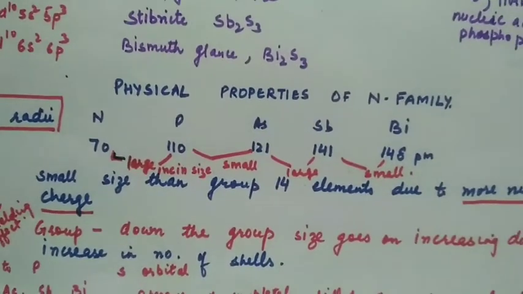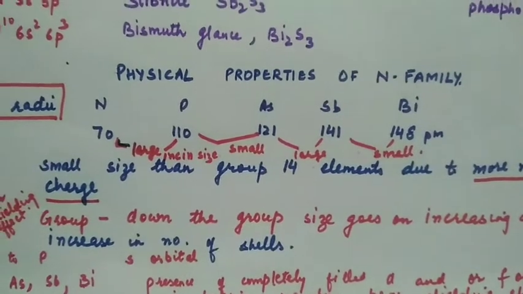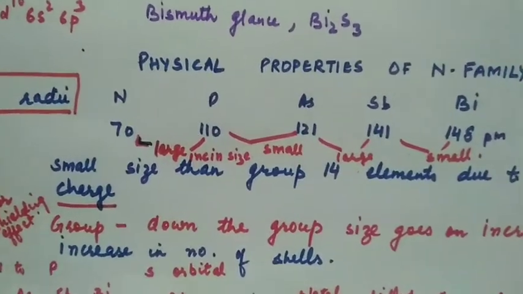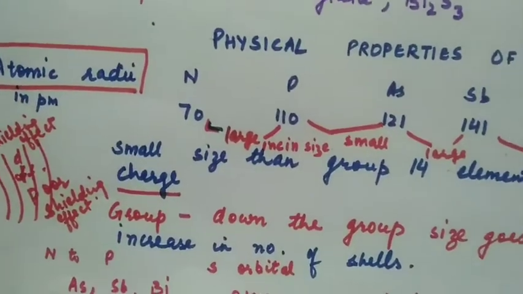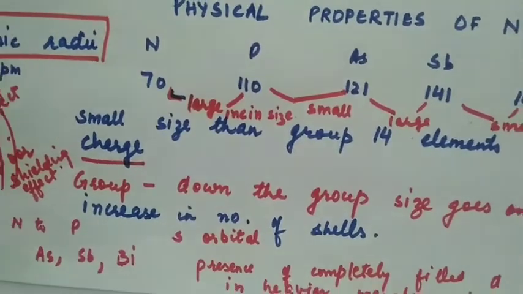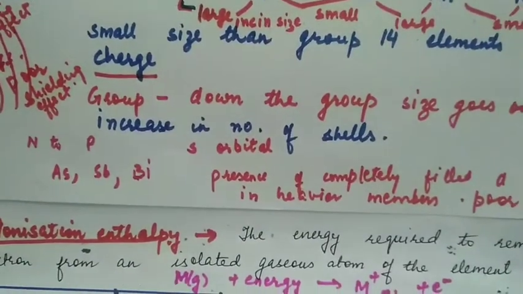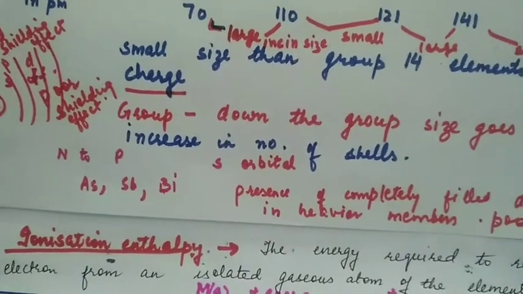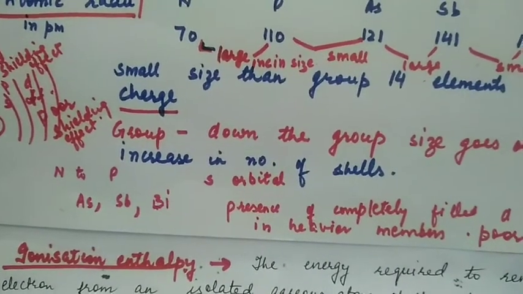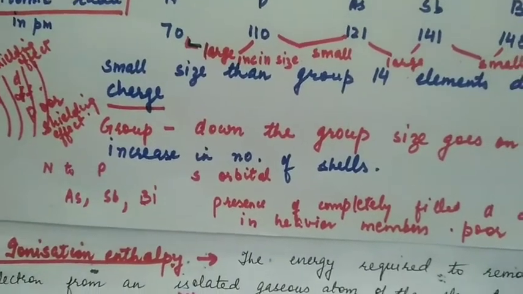Down the group, the size goes on increasing due to increase in the number of shells and increase in screening effect. You see that the difference in atomic radius between nitrogen and phosphorus is large. This is because the intervening electrons belong to s orbitals. The screening effect of s orbital electrons is more, because of which the hold of nucleus decreases on the outermost shell electrons and the size is greater.